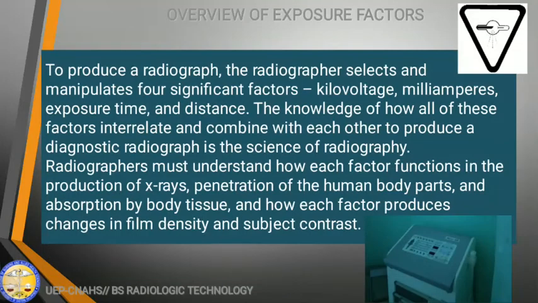To produce a radiograph, the radiographer selects and manipulates four significant factors: the kilovoltage, milliamperes, exposure time, and distance. The knowledge of how all these factors interrelate and combine with each other to produce a diagnostic radiograph is the science of radiography. Radiographers must understand how each factor functions in the production of X-rays, penetration of the human body parts, and absorption by body tissue, and how each factor produces changes in film density and subject contrast.